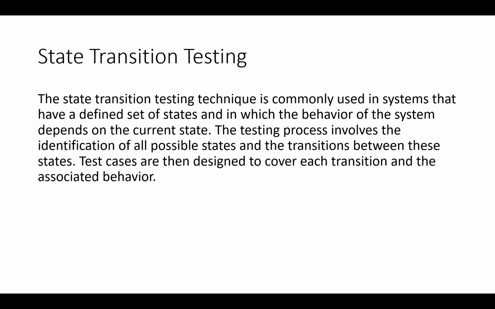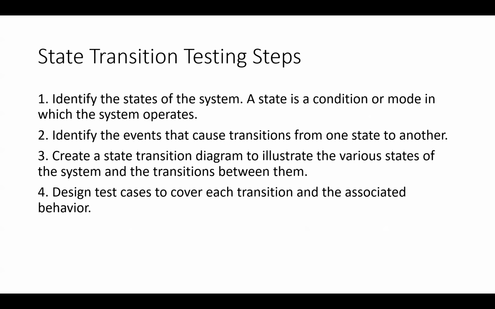So it's pretty good for a system that has multiple states. In order to put this in place, you have to identify all the possible states and the transitions that can happen. To do this, there's a step by step: identify all the states of the system, then identify events that cause the transition from one state to another, right? Then you create a transition diagram, and then you design test cases to go through that.